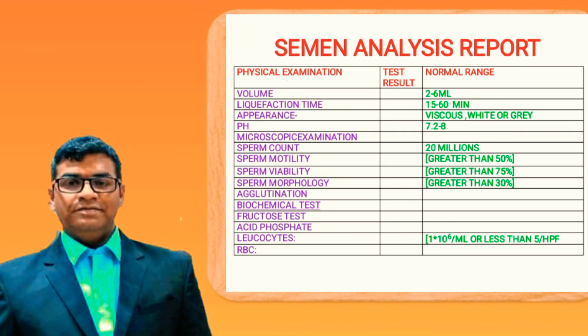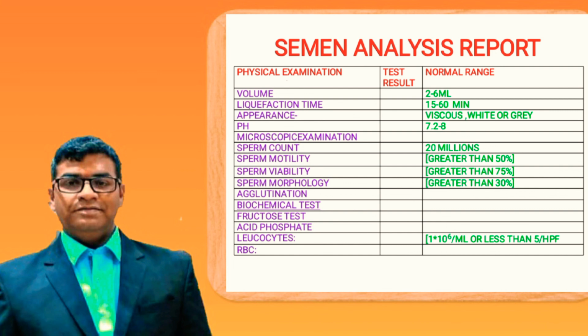The seminal analysis report will be: volume. Normal range will be 2 to 6 ml. You have to write the volume of the specimen you received. Liquefaction time, normally it is up to 1 hour, 15 to 60 minutes. You have to write the liquefaction time of the specimen that you received in the report. Appearance, viscous, white or grey. pH 7 to 8 or 7.2 to 8.